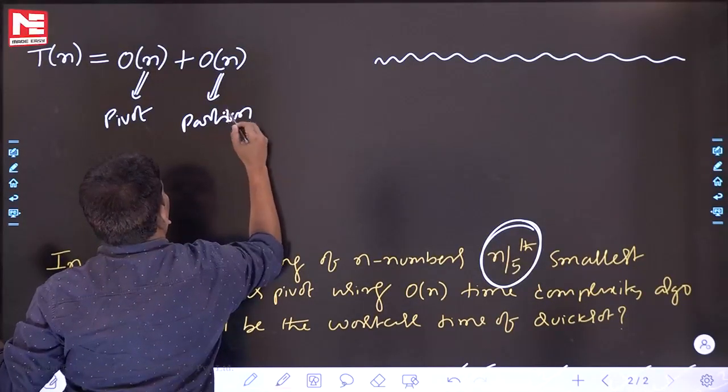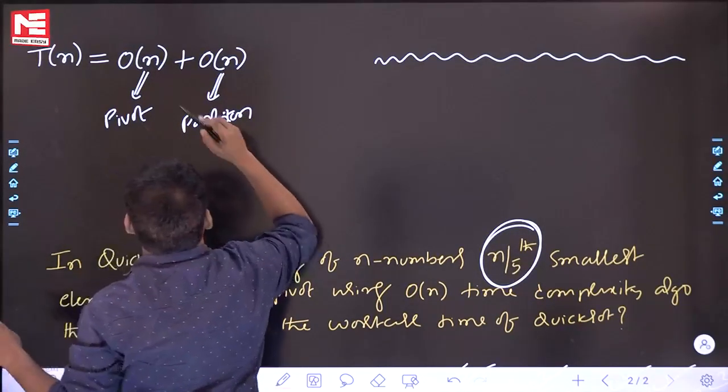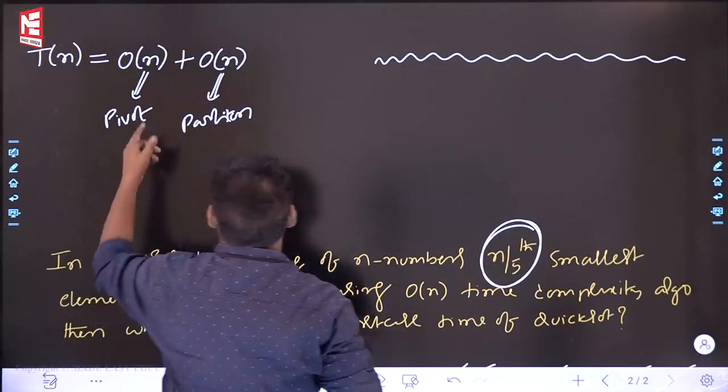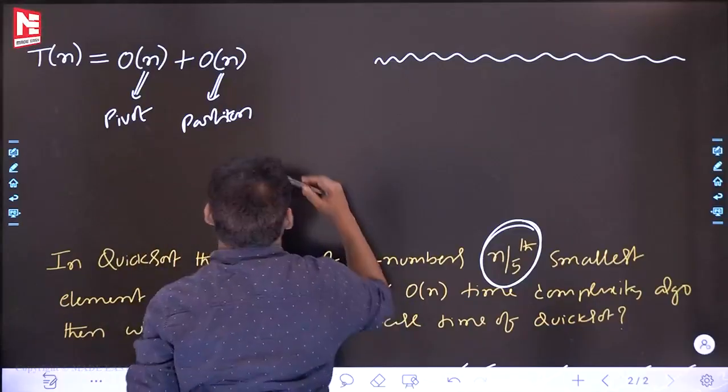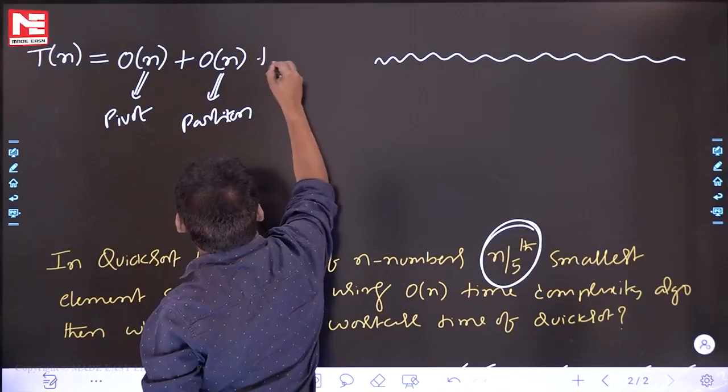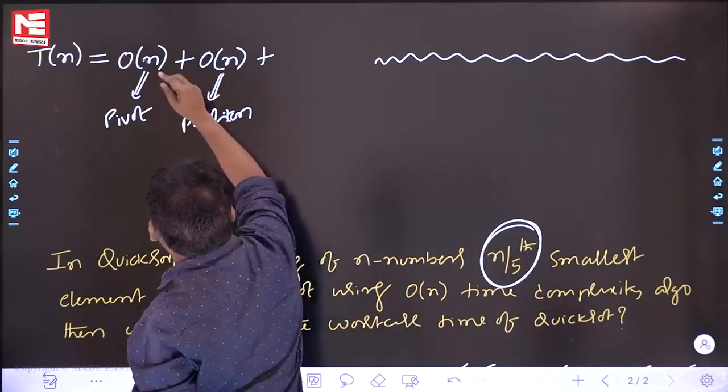This is the partition algorithm time complexity. Pivot selection is order of n. After pivot selection, the partition algorithm has one loop, order of n, that is also okay. Now, after the partition algorithm is over, which element did you take as the pivot element?